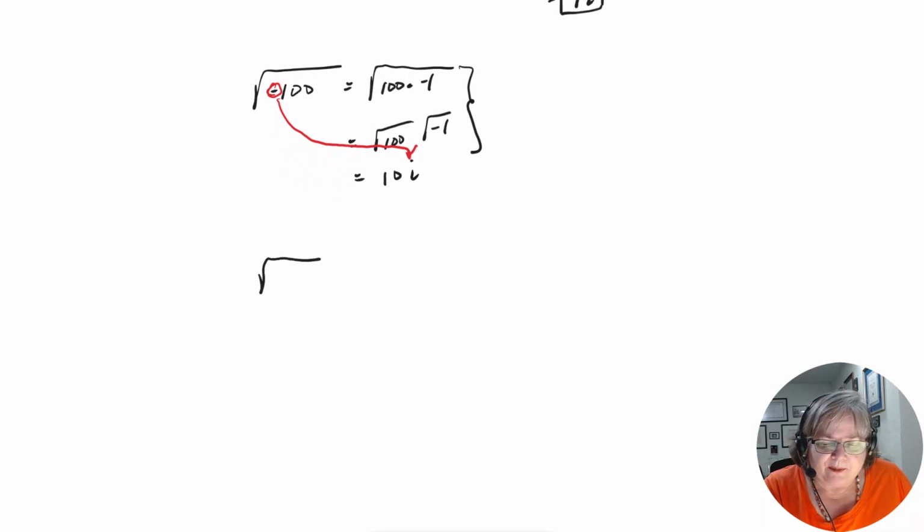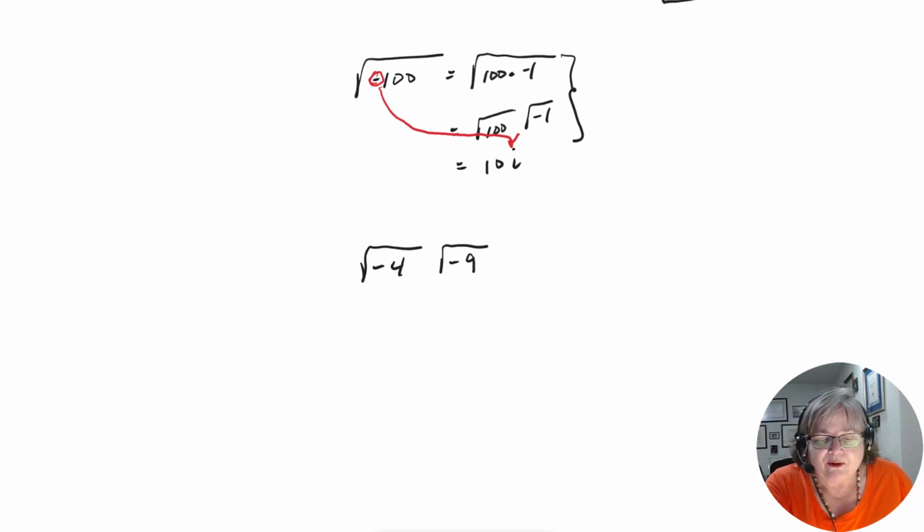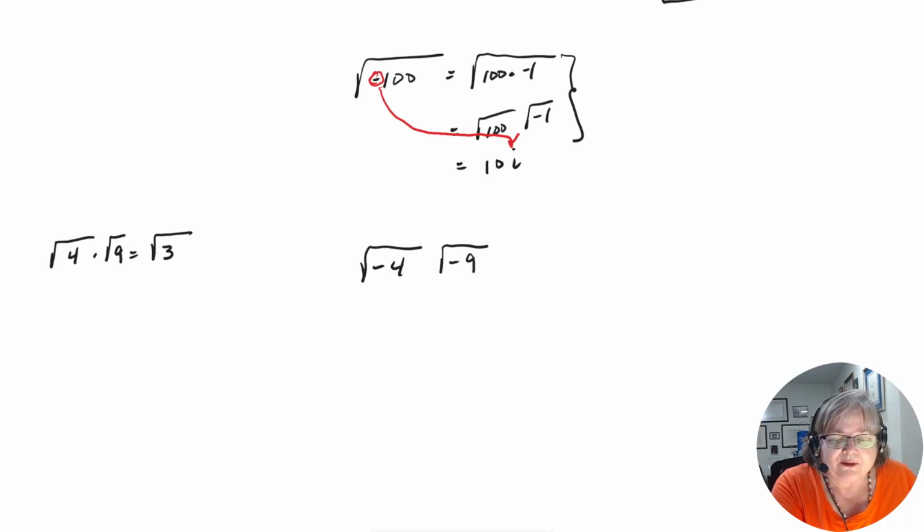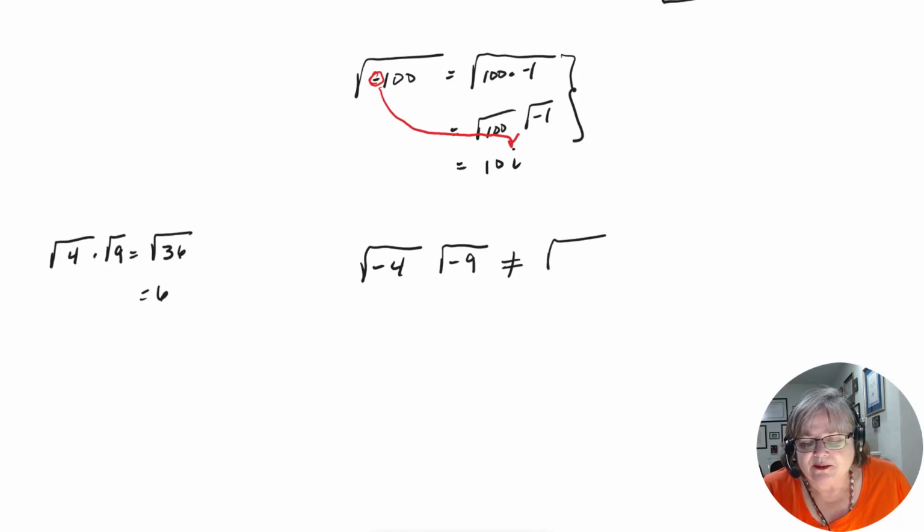Now, there's a couple of things you have to watch out for if you have negatives underneath here. You know that if you have the square root of 4 times the square root of 9, this is the square root of 36. You can multiply the insides together, and this would be 6. If, however, you have negatives underneath there, that takes precedence. So you have to clean up that negative, that imaginary number, before you start thinking about the 36. So it is not correct to say this is the square root of a positive 36 because a negative times a negative is positive. That's not right. You can't do that.